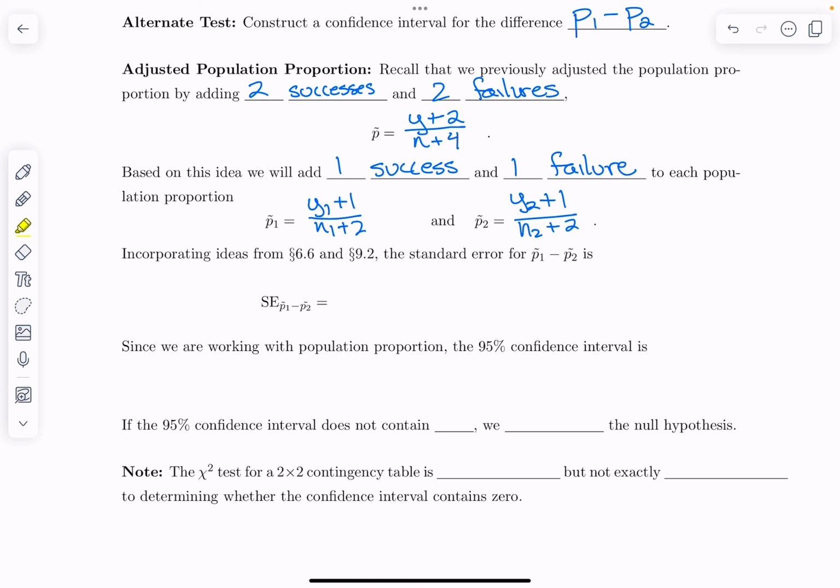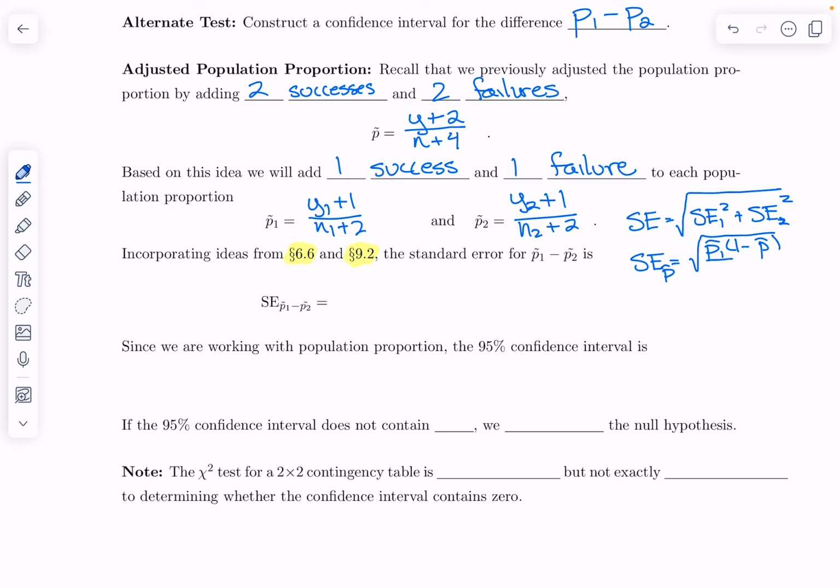Now I need to find the standard error for the difference between those 2 population proportions. So I'd like to incorporate some ideas from section 6.6, which is when we were comparing the means of 2 samples, and then also from 9.2, where we define the standard error for a population proportion. So you're just going to recall here that the standard error for the difference in 2 means was defined to be the square root of the sum of the standard errors for the individual groups. But when we were looking at standard error for population proportion, we'll recall that that was the square root of p tilde times 1 minus p tilde over n plus 4.